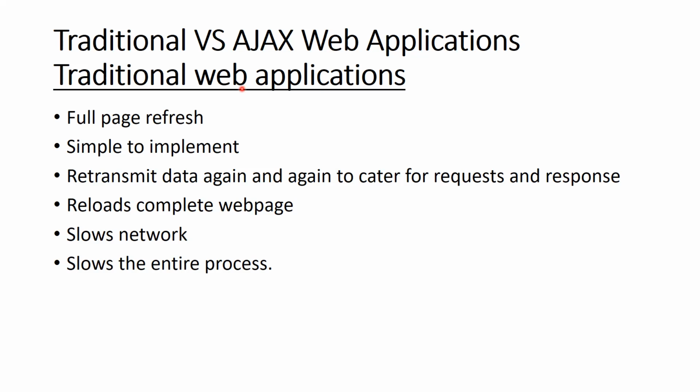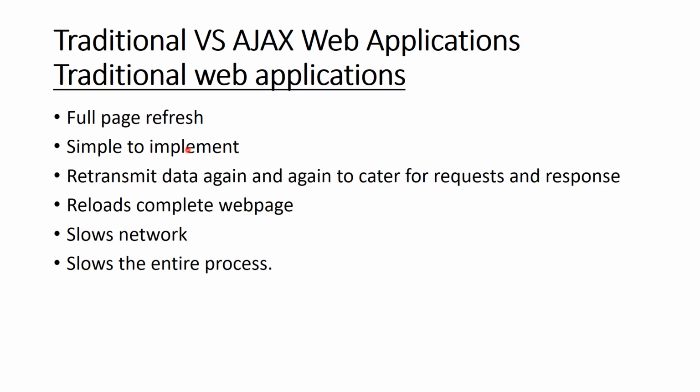That's pretty simple. And then with a traditional web application, it retransmits data again and again to cater for requests and responses. Okay, so retransmit data. The retransmission of data is request and respond, request and respond, request and respond. So every time there's a request, it gets processed, refreshes, and then responds. Okay, it reloads the complete web page. So the entire web page is completely refreshed. Now, when you are trying to refresh the entire web page, and let's say your web page has a lot of images in it, let's say it has videos, it has some image galleries, it has some banner scripts and so forth, what it might do is it might slow down your network.